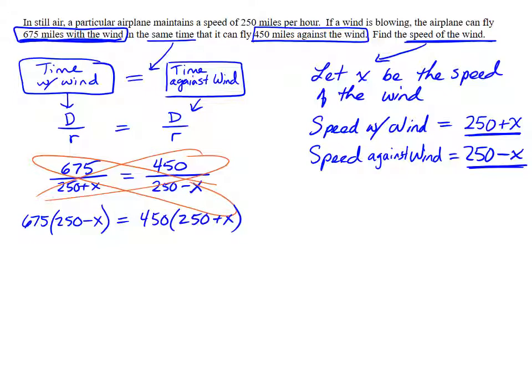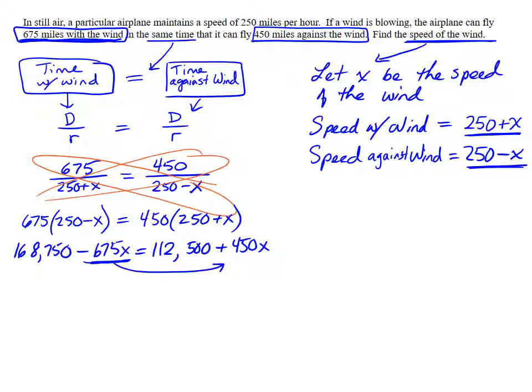Feel free to use a calculator. Multiplying this out, 675 times 250 is 168,750 minus 675 times x equals 450 times 250 is 112,500 plus 450x. Now we've got variables on both sides, we've got numbers on both sides. Let's move the variables to one side. This is a negative 675, so I'm going to move it over to make it positive.